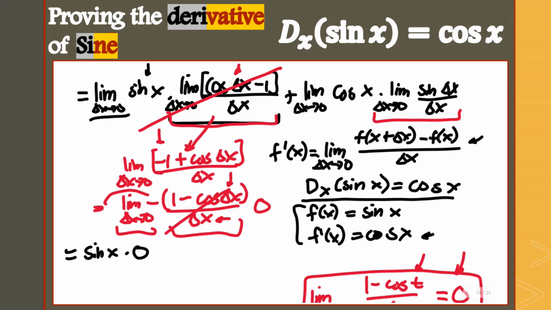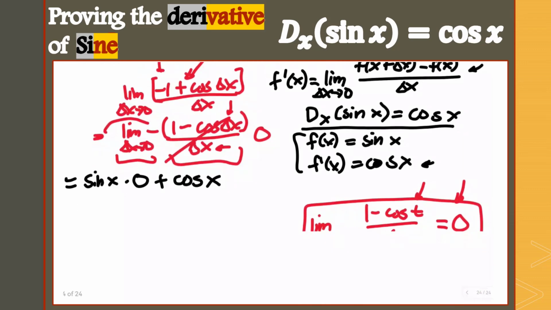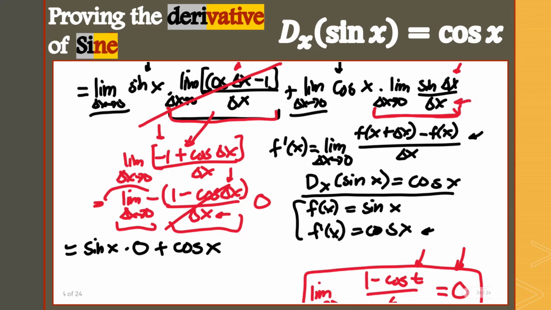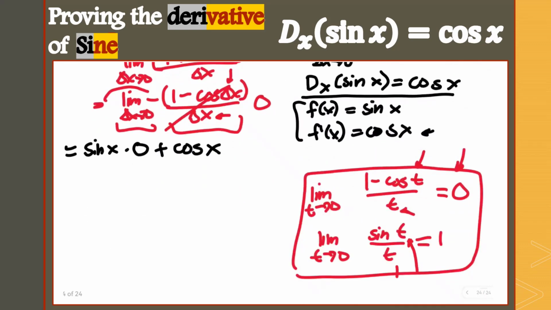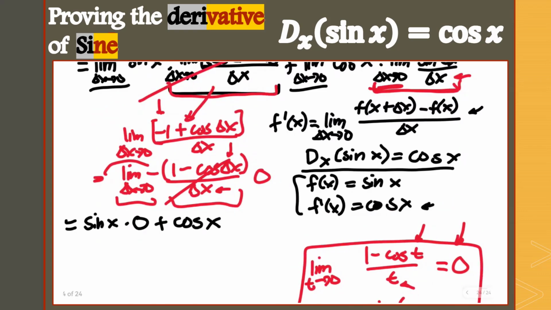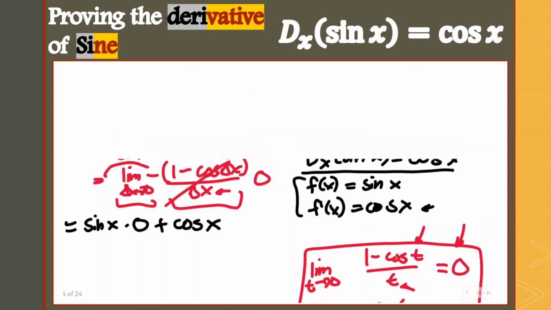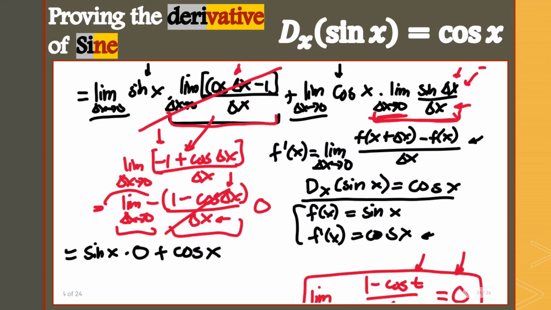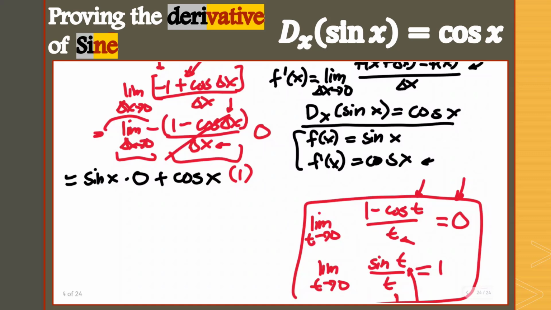Okay, that's enough for the first pair. Now, let's continue. You have here plus the limit of cosine, because it doesn't have delta x here, of course, cosine x. And here comes another special function, this one here. Similar, you have here the angle and your denominator, same as this, the angle and denominator, the limit of that as this approaches 0 is equal to 1. So finally, as we complete this, we'll have sine x times 0 is 0, plus cosine x times 1 is cosine x, hence this is just entirely equal to cosine x.